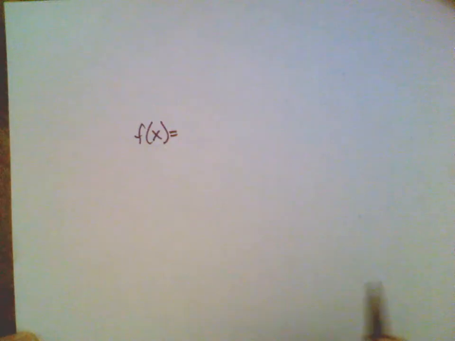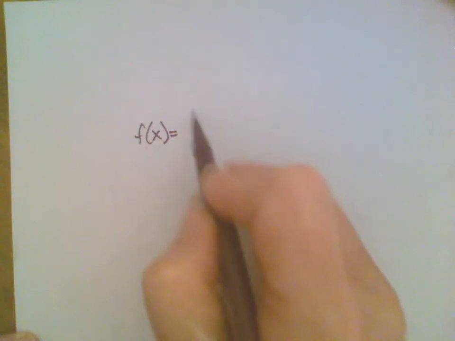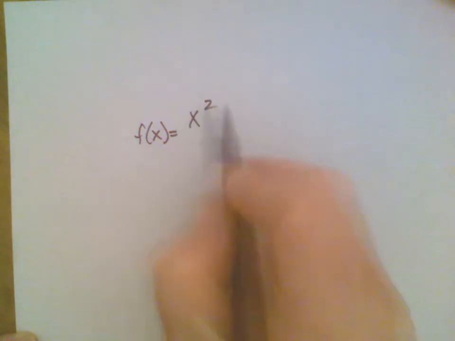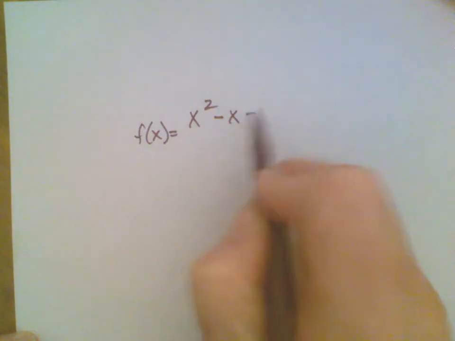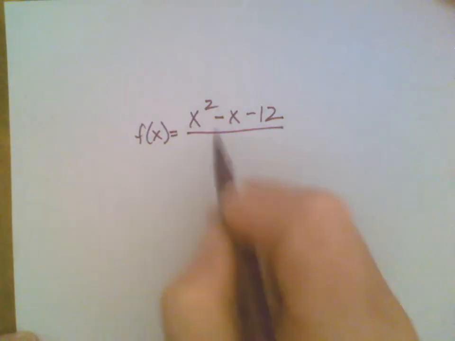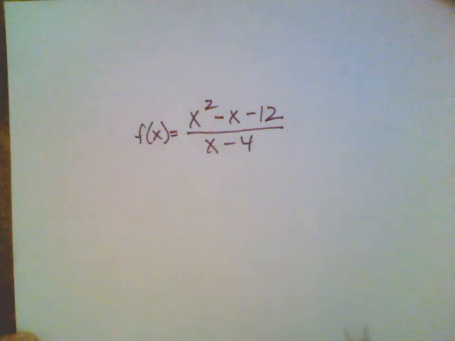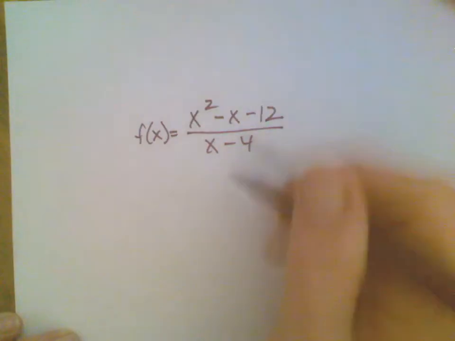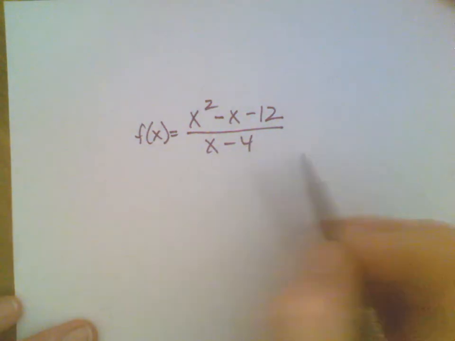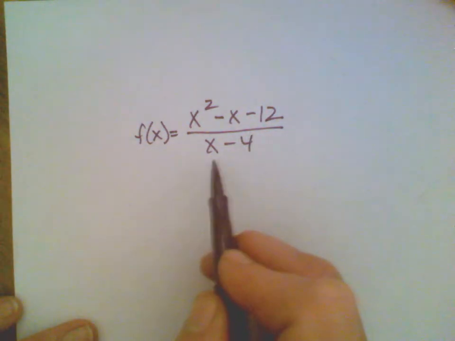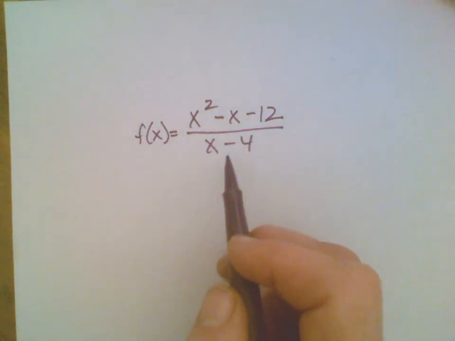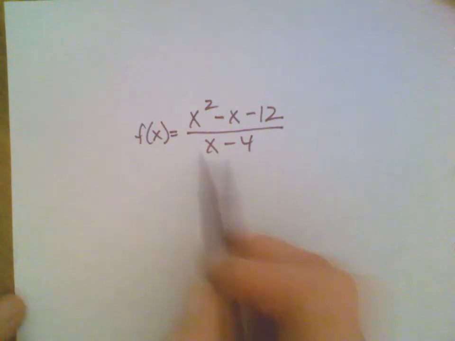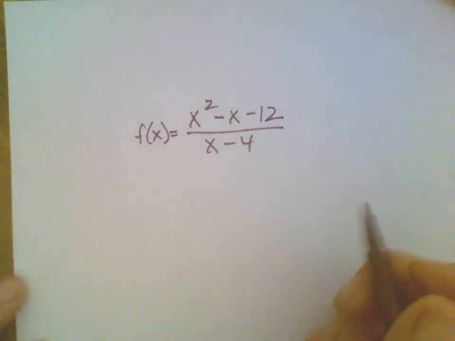I'm going to have my function f of x equals, let's do another one, not a bad one. Let's go with x squared minus x minus 12. We'll put that over x minus 4. And again, we will break this function down. Here's the issue, here's the problem. The problem where this is not going to be continuous, where I'm going to have a potential area of concern, is in that denominator at x minus 4.